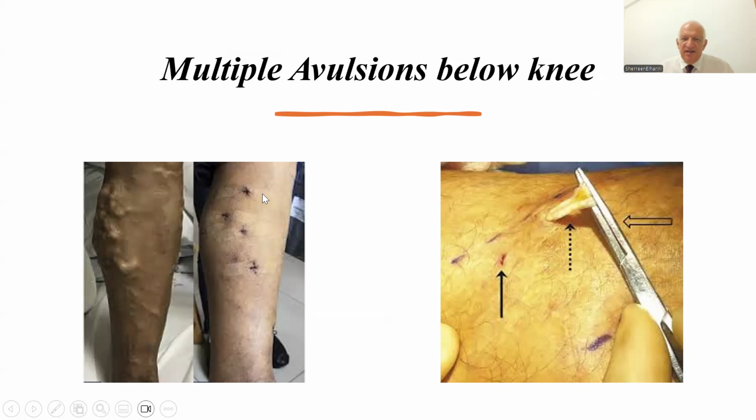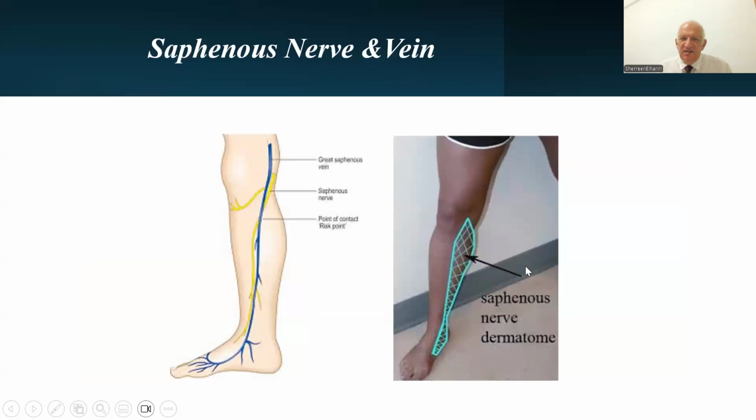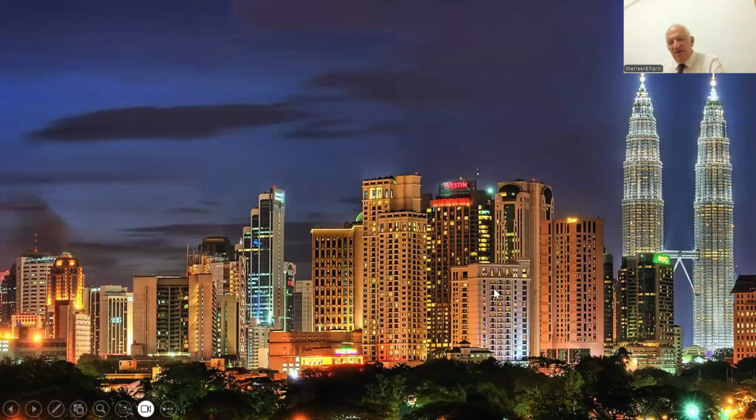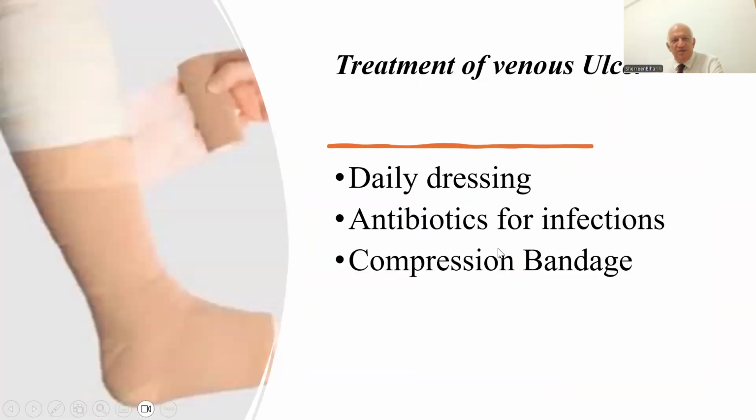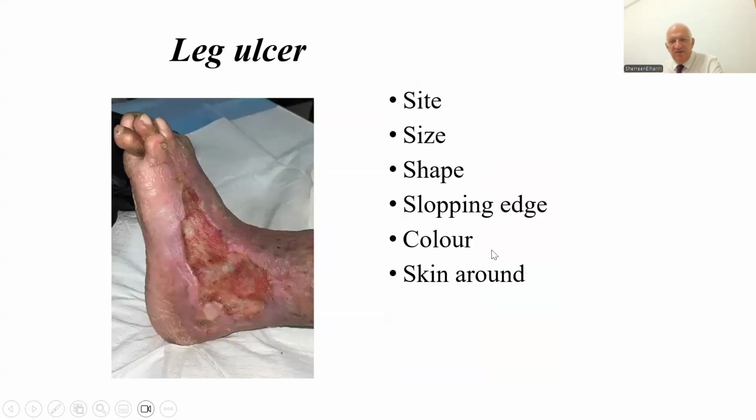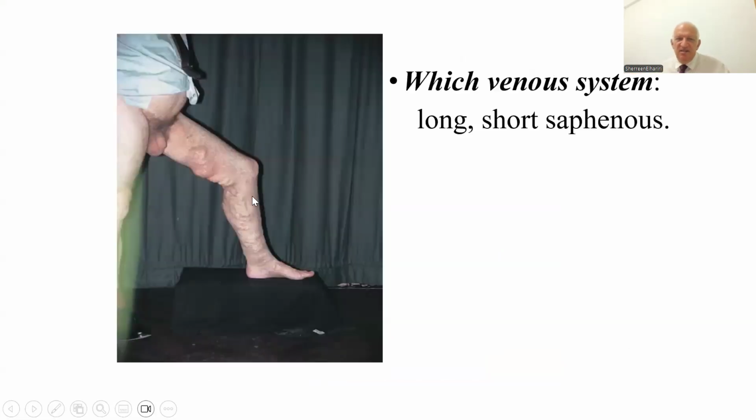You can put a strip or suture, and after that, bandage and elevate the leg to avoid ecchymosis and bleeding. This is why we don't do full stripping now, because we are afraid of affecting the saphenous nerve dermatome. So again, if you do stripping till the knee, after that do multiple avulsion.